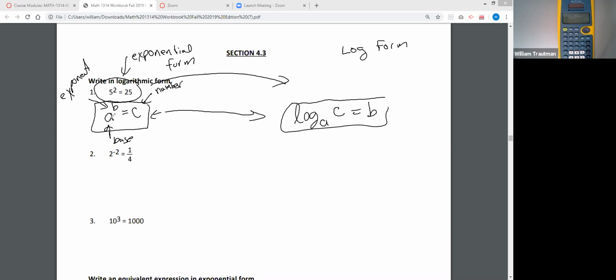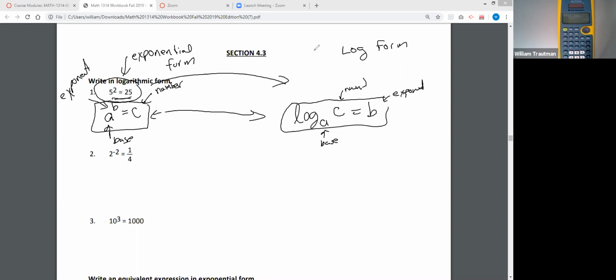So A is the base. That's the base. B is the power, the exponent. And C is just the number. So it says write the logarithmic form for this. This is exponential form. So we're going to write it in log form.